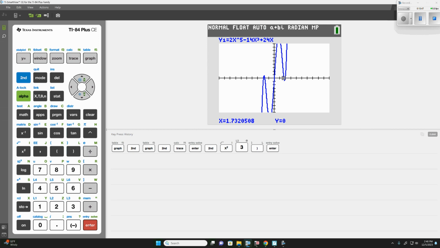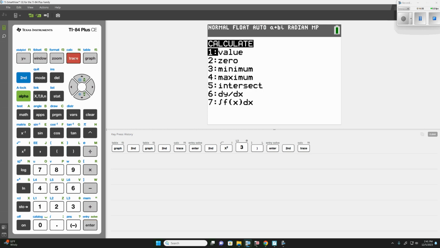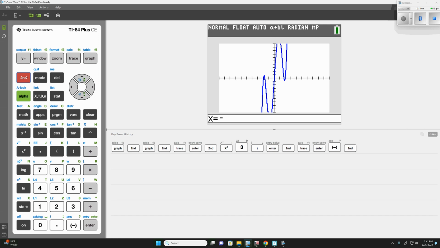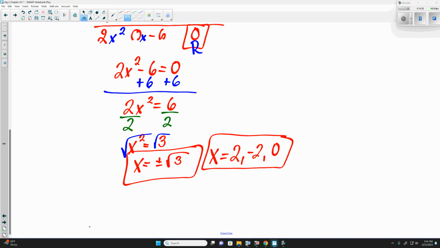And for the square root of 3, the y value is what? 0. Y is 0. Because again, what are we looking for? We're looking for what values of x make the y value 0. So we have this here. And I could check second trace value, negative square root of 3. Enter. It tells me it's also 0. So those two solutions do work. Questions on this here? Are you ready for the next one?